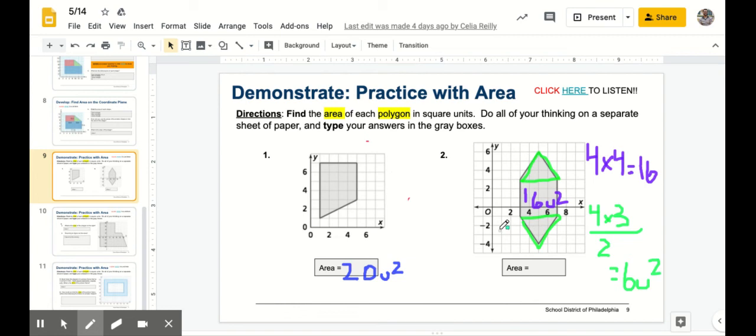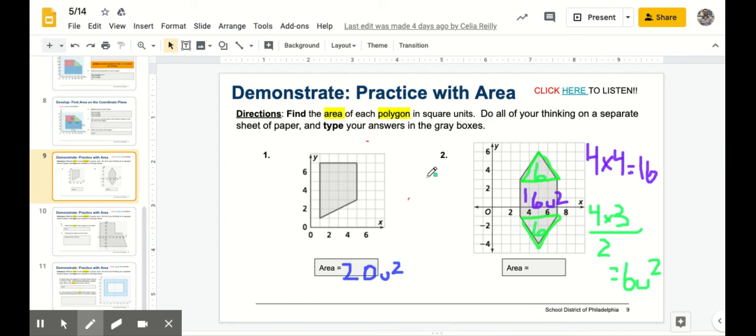Now, if I look at this bottom triangle, I notice that it is the exact same size as this triangle. So Mr. Romeo likes to be lazy. I'm going to check real quick. 1, 2, 3, 4. 1, 2, 3. I'm not going to multiply again. I'm going to know that this is 6.